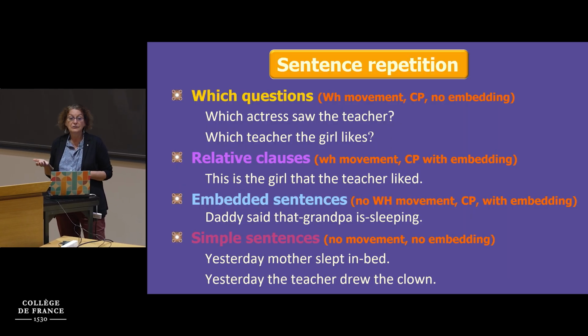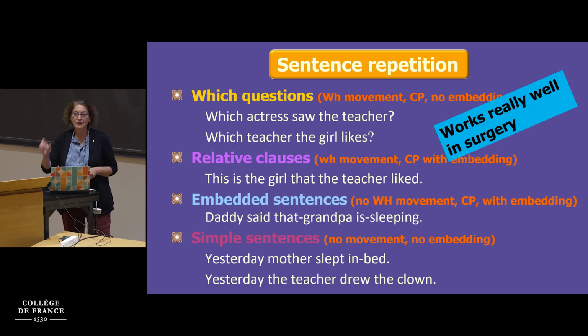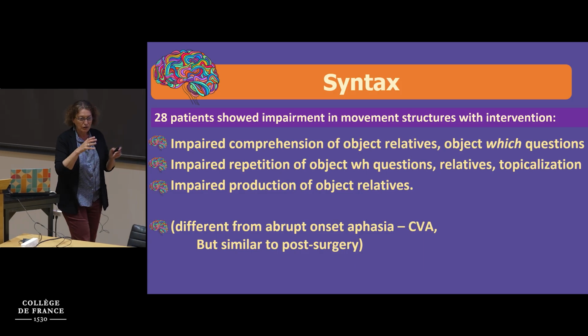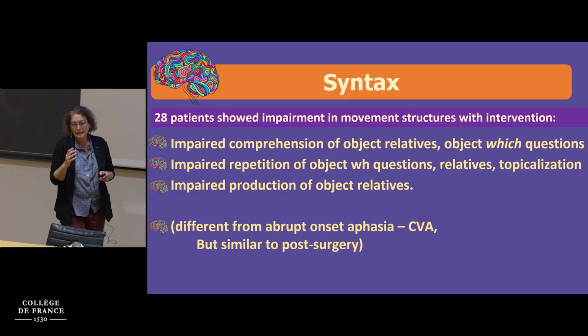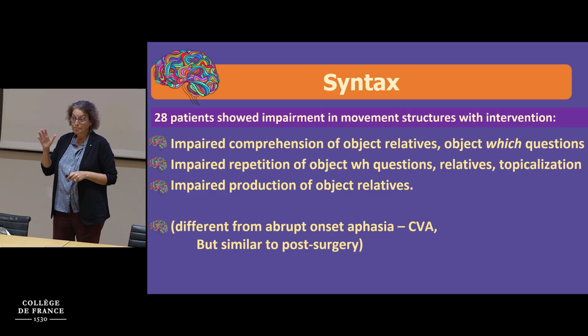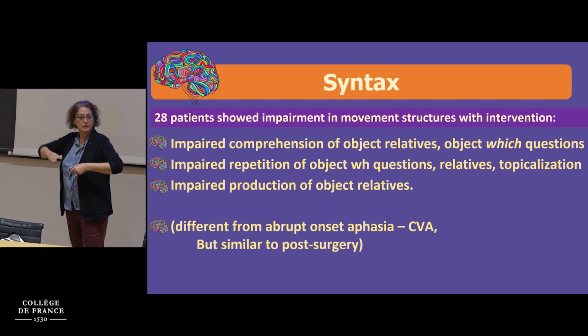And we do a repetition task of various kinds of sentences. Again, very useful. It works very, very well in surgery because it matches very well this limit of 3 seconds. Okay, so using all these tasks, we were able to identify 28 of, actually now it's more, but 28 of our patients have this kind of syntactic deficit in movement. What do we do? We give up on the syntax?